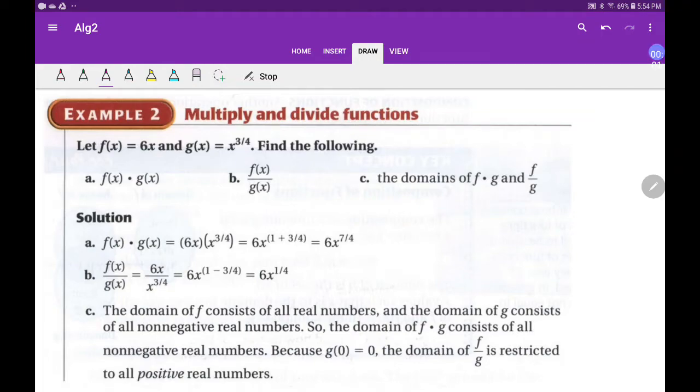If you were going to make up rules for functions, these would be the rules that you made up. I have them listed above in the notes, but here they are being applied. You would multiply the functions together if they were multiplied. F of x times g of x, you just take what f of x equals and multiply it by whatever g of x equals. And in this case, it's 6x times x to the 3/4.